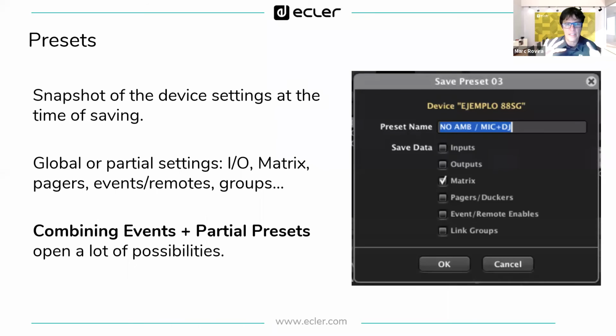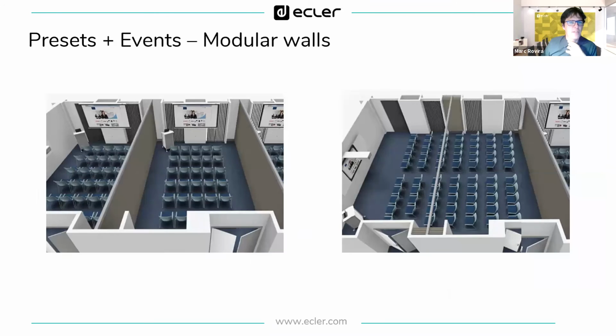So you can combine events and partial settings, and this opens up a lot of possibilities. It's like artificial intelligence a little bit, if you concatenate events and make some kind of logic. Let's see some examples.